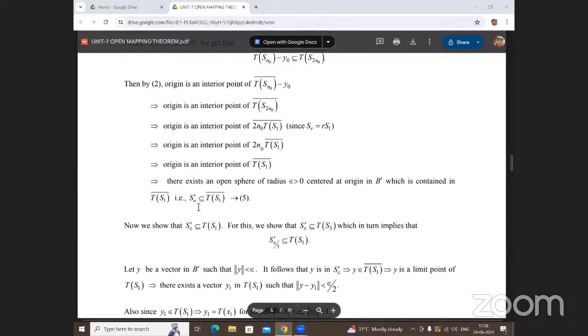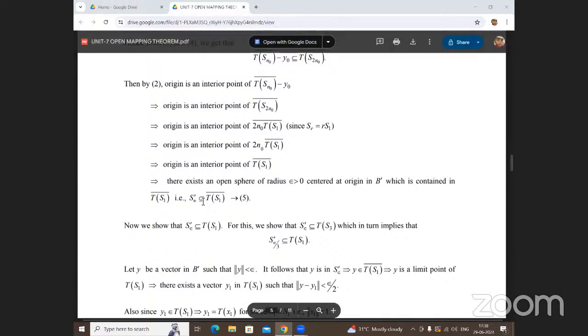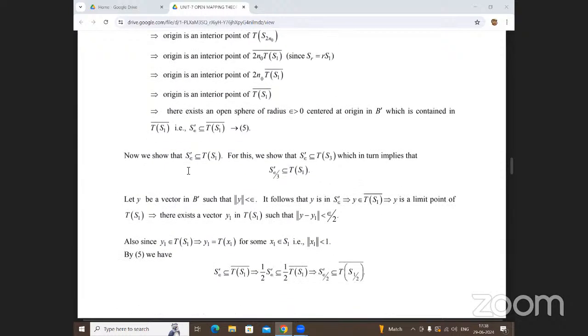Finally, S'_epsilon, because epsilon is any radius given the existence of the open sphere, and epsilon is always greater than 0, with center at the origin in B'. So this is contained in the closure of T(S1). Finally, S'_epsilon is contained in or equal to closure of T(S1). We show that S'_epsilon is contained in T(S1). There are so many radii with center at the origin. Now S'_epsilon is contained in or equal to T(S3).